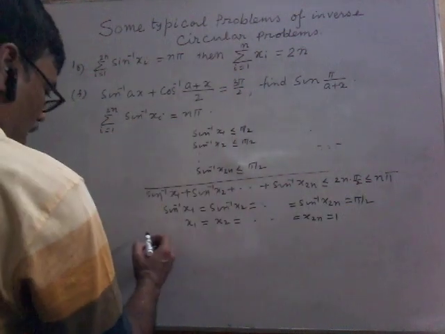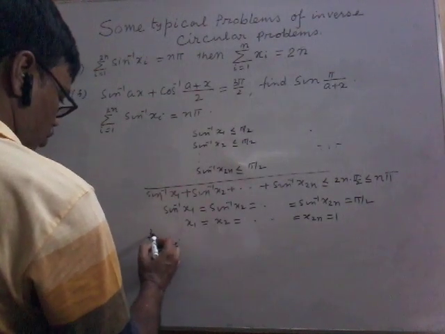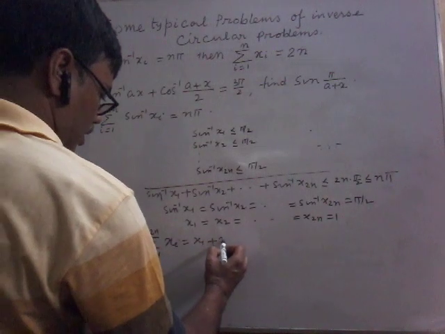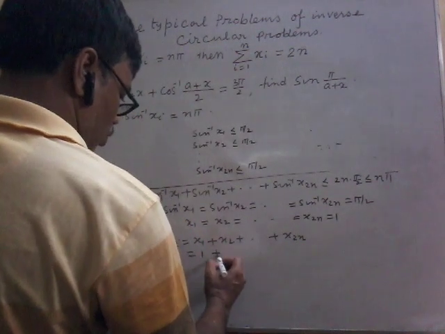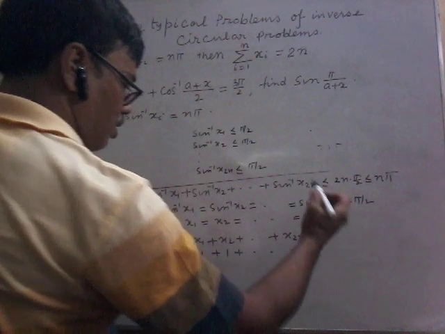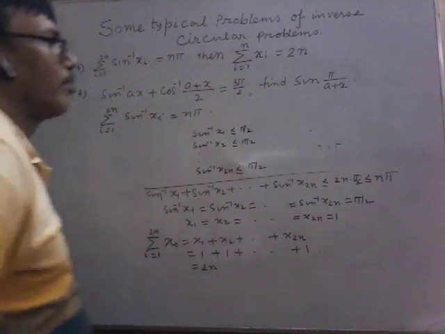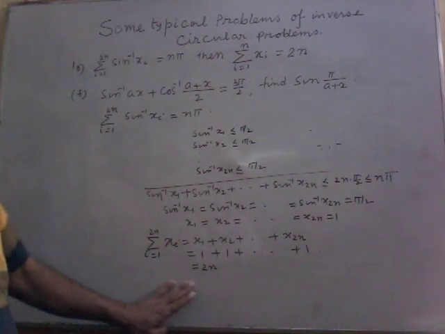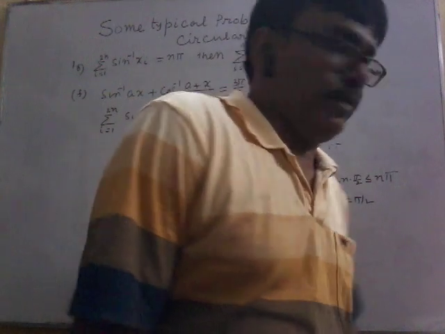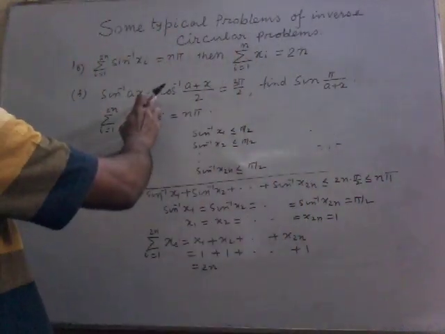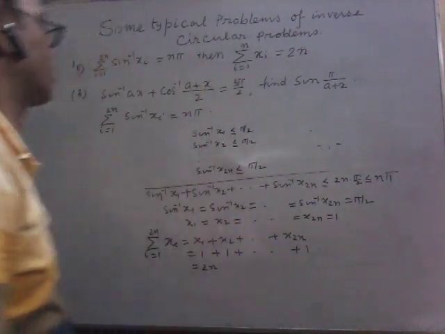Now you have to find the value of the summation of xi, i equals 1 to 2n. That is x1 plus x2 plus ... plus x2n, that is 1 plus 1 plus 1. So how many 1s? 2n number of 1s. That is 2n. So the value is 2n. If it is 1 to 10, the value is 10. That is, we are using the maximum value of the principal value of sine inverse.